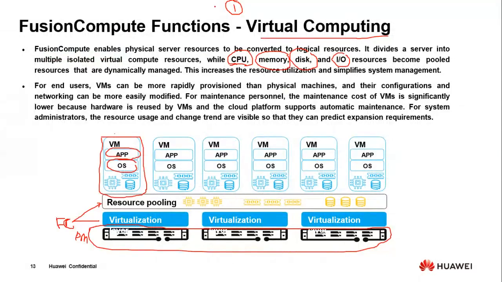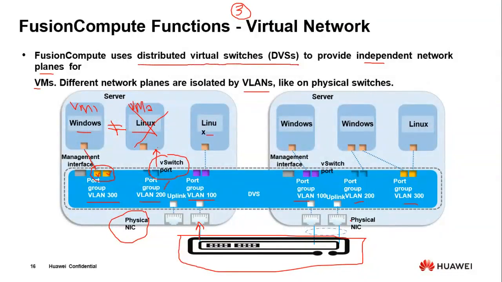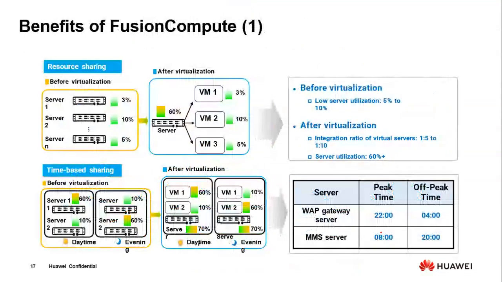This is the compute function, number 1, virtual compute, number 2, virtual storage, and number 3, virtual network. All these are some of the functions or benefits of using the FC. More functions include resource sharing and time-based sharing. Oh, sorry, this will be 4, and I will call this 5 rather. Time-based sharing. So resource sharing, basically sharing of resources.